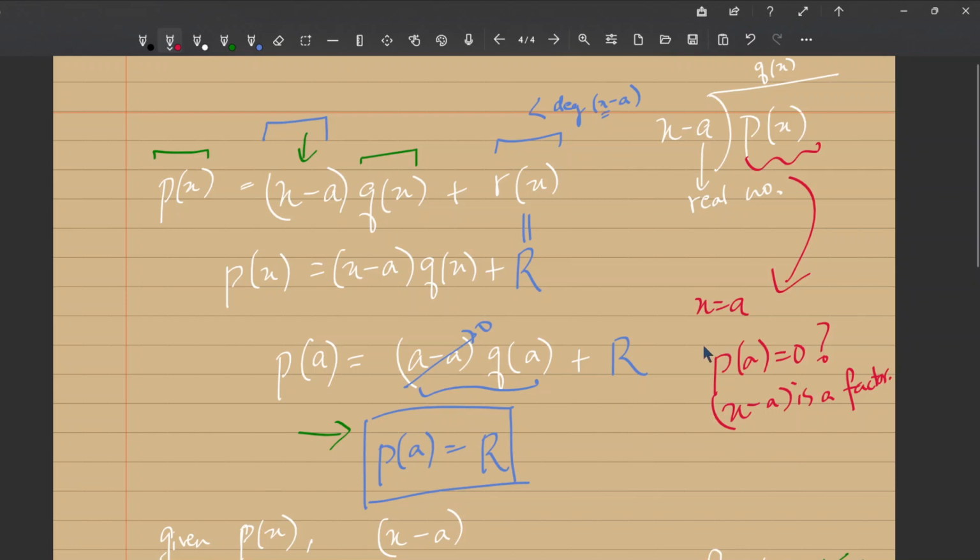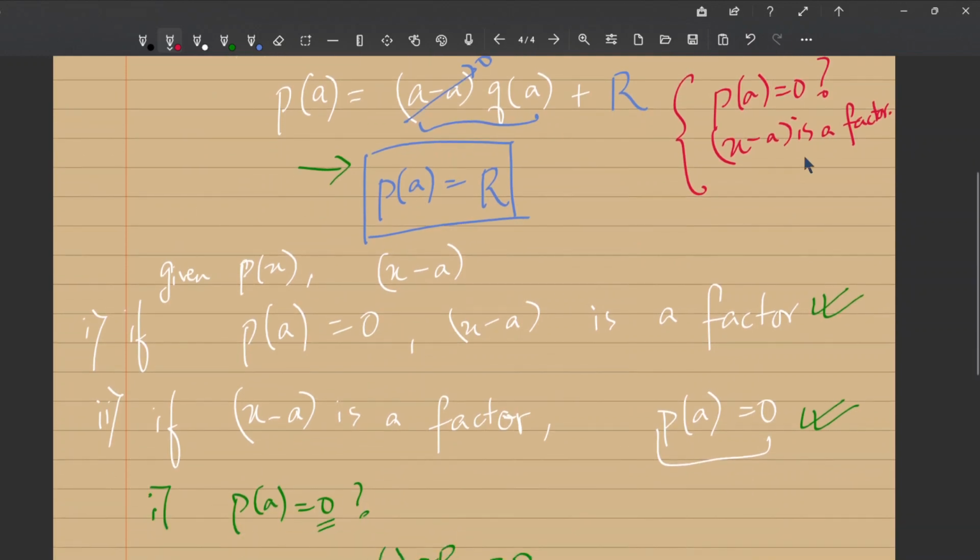So this is actually the usage of the factor theorem, and this set of two statements is formally called the factor theorem. I hope you understood.